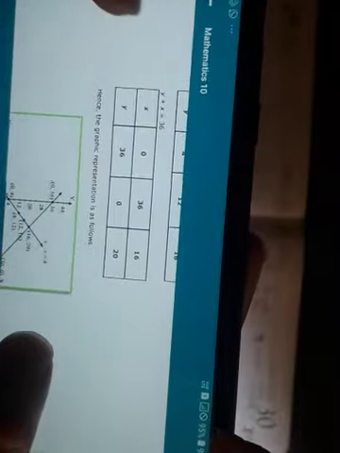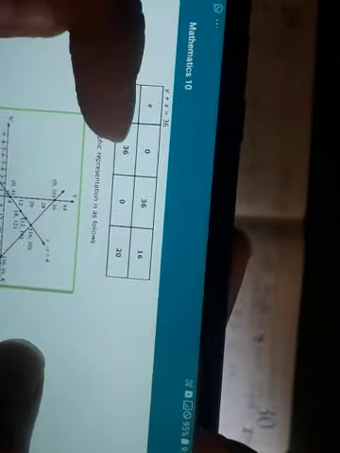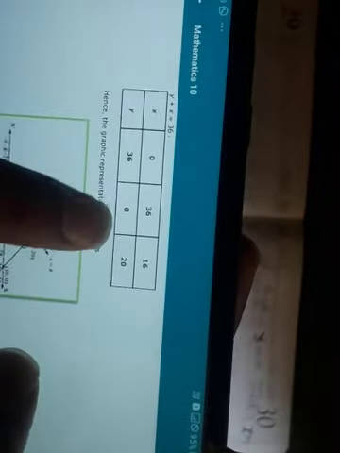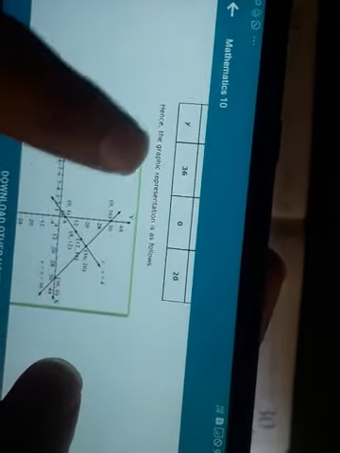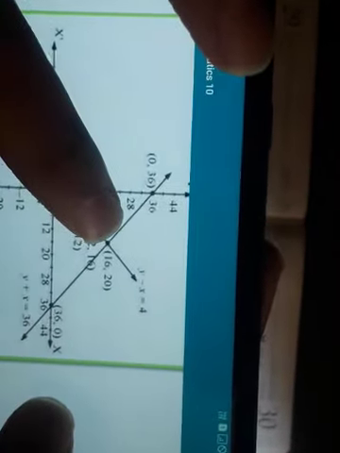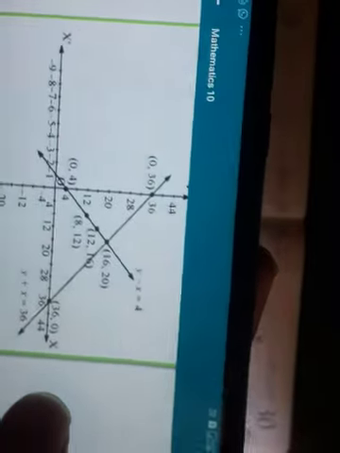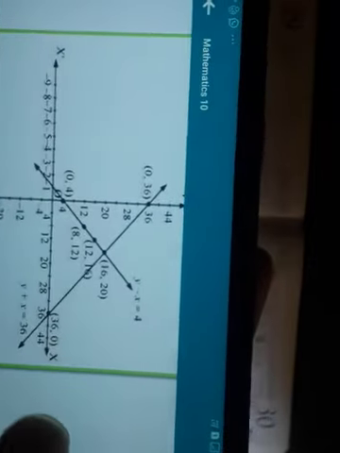Same as for the second equation, they take x equal to 4, y becomes 36. If they take y equal to 0, they will have x equal to 36. By putting these points here, they will join a line. See, at this point they are intersecting each other, and the point where they intersect each other is the solution of the equations.